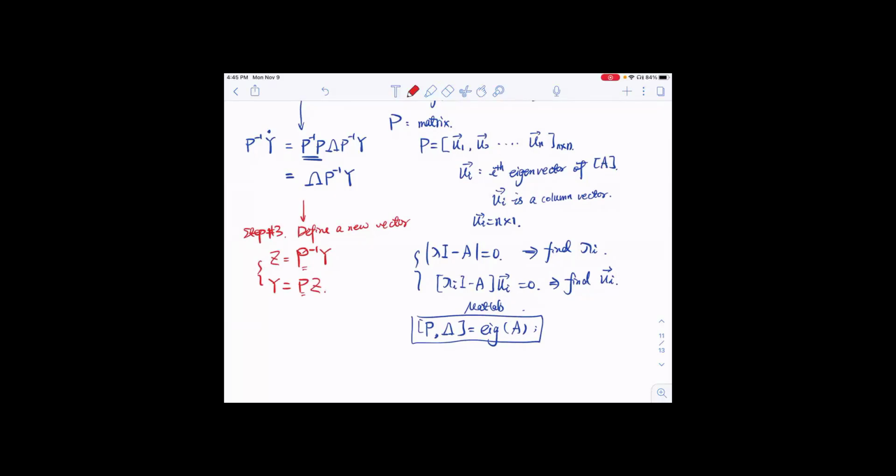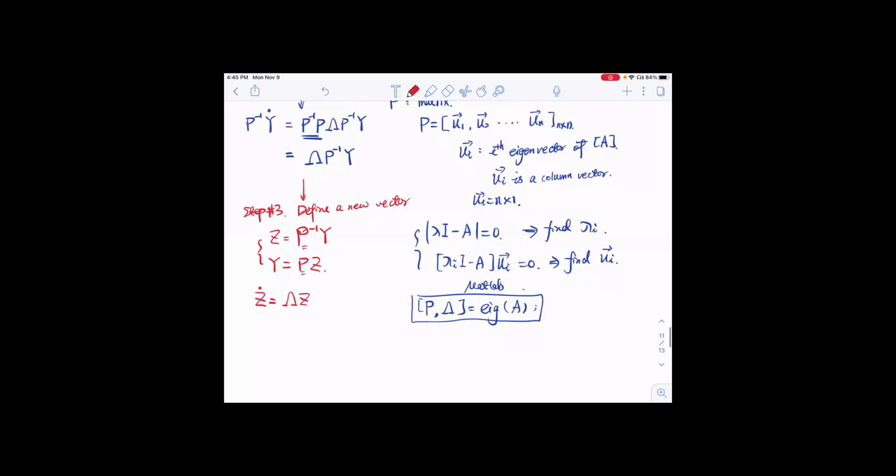Once we replace P inverse Y with Z, our original ODE becomes Z dot equals lambda Z. And remember that your initial conditions also follow the same coordinate transformation. So that's why Z naught equals P inverse Y naught, because your initial condition was initially in the Y domain. In order to convert it to the Z domain, you just multiply it by P inverse on the left.